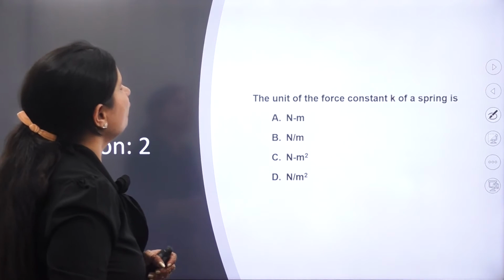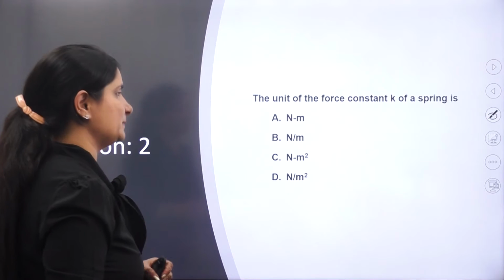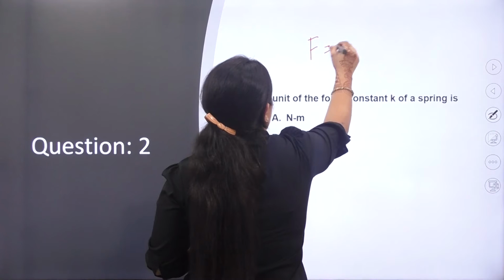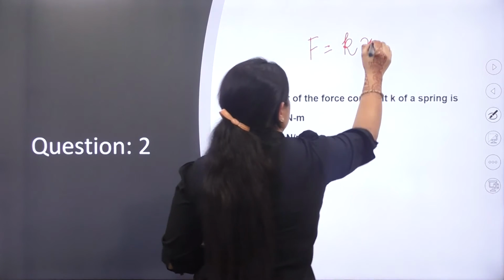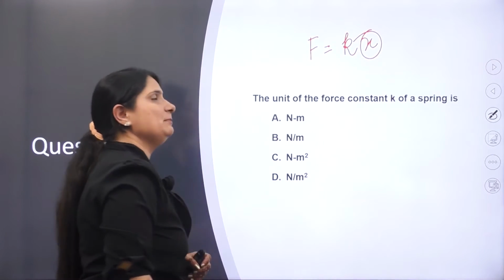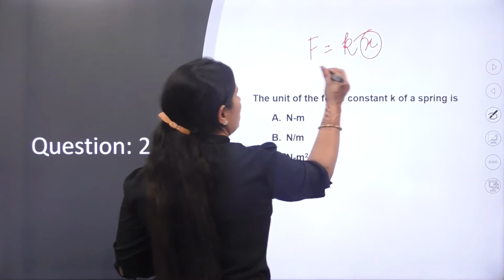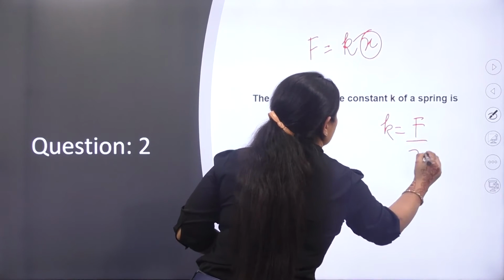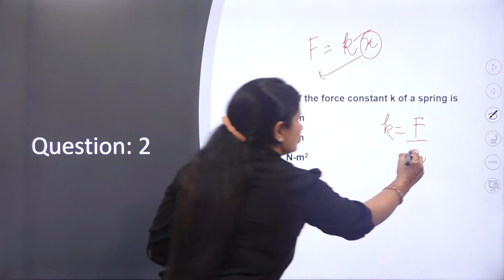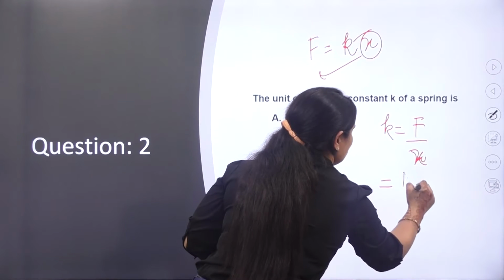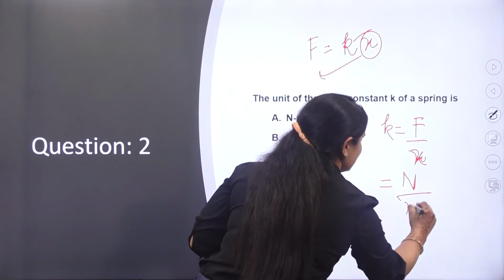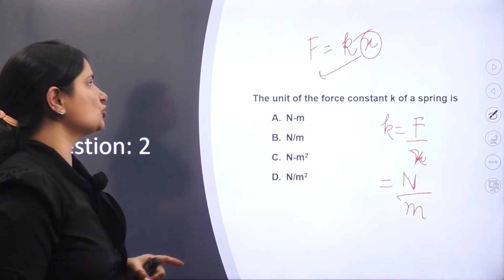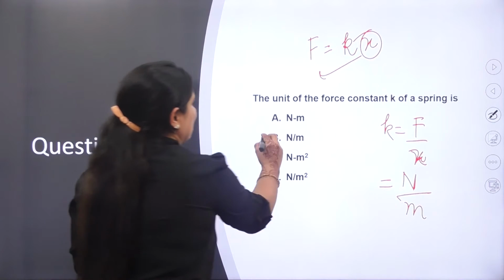The unit of force constant K of a spring. So according to Hooke's law, F is equal to Kx, where x is the displacement measured in meters. So the unit of K becomes F upon x. We take x to the other side, F upon x. So F, we know, the force is measured in newtons and the displacement is measured in m. So newtons per meter is the unit of force constant K. So option B is the right answer.